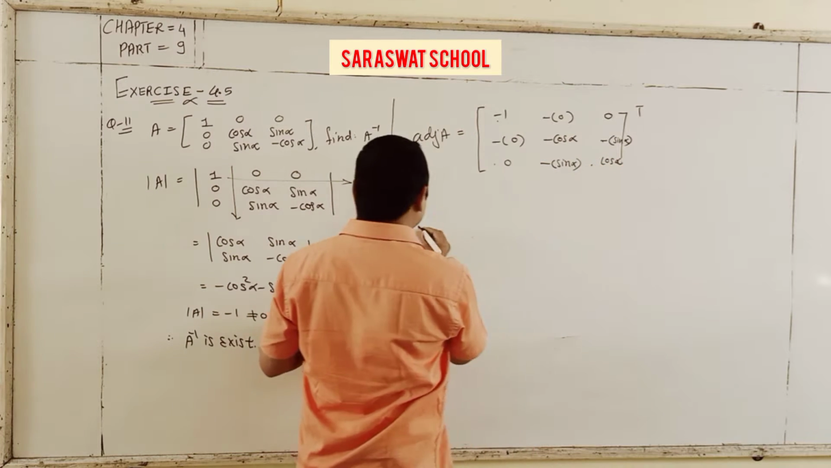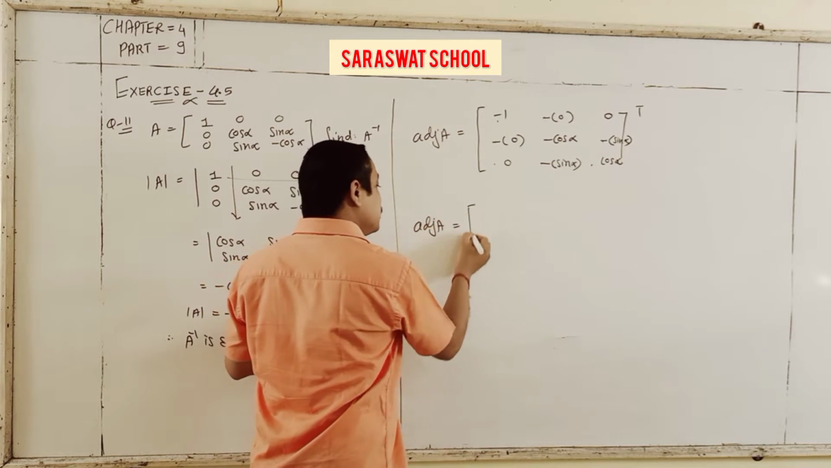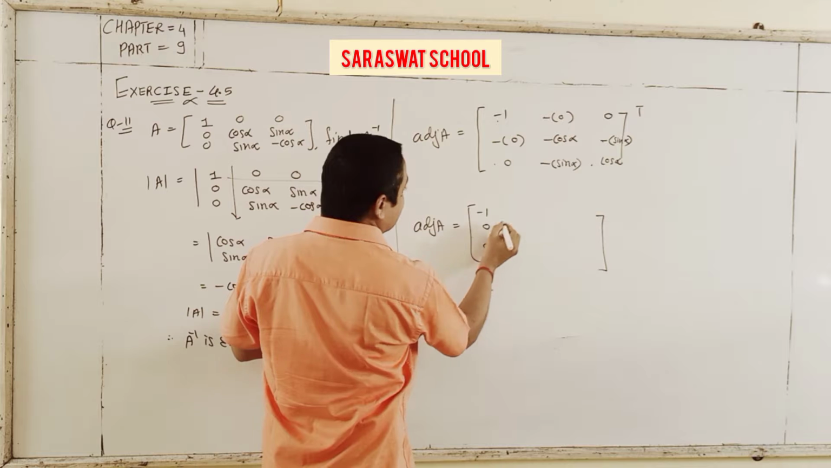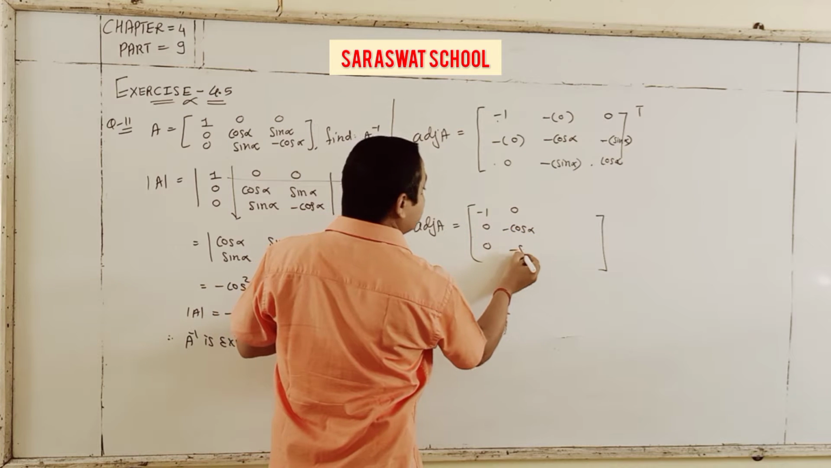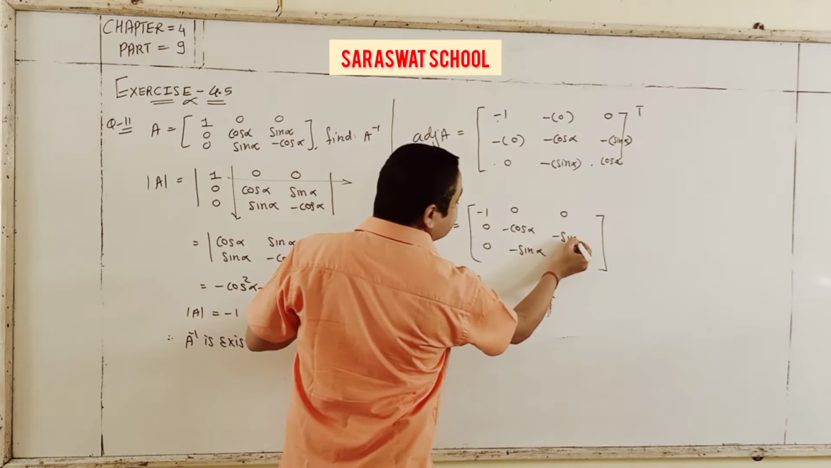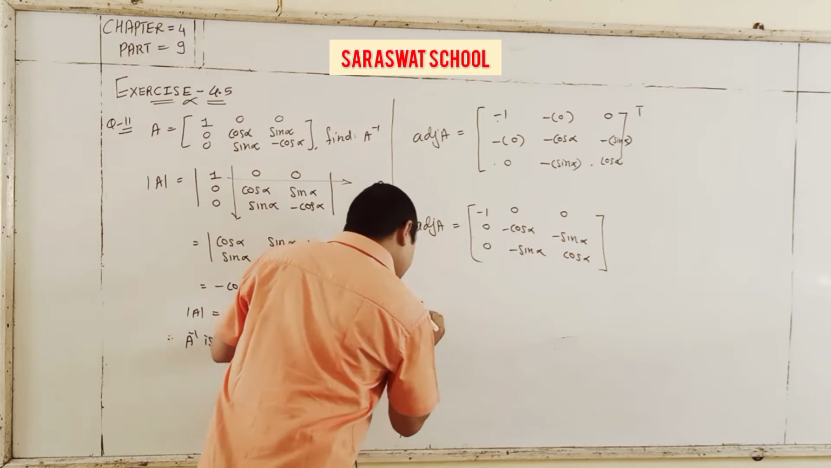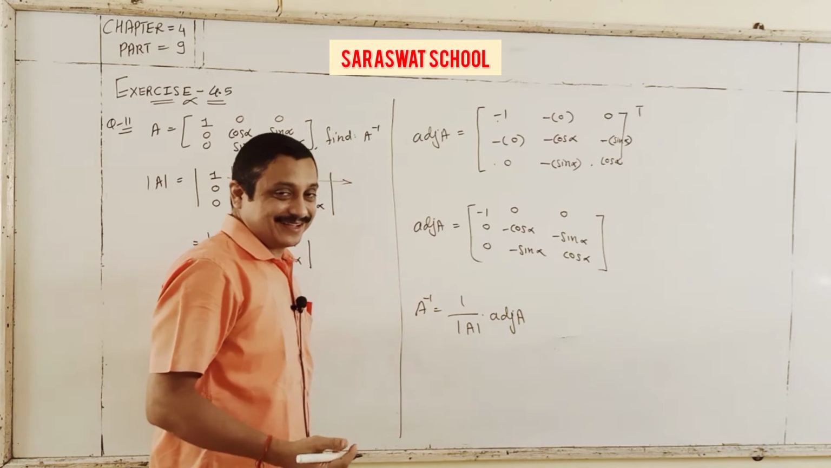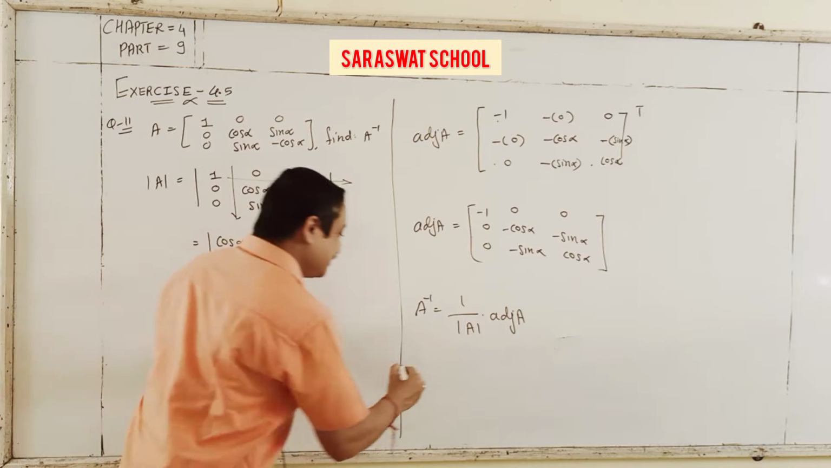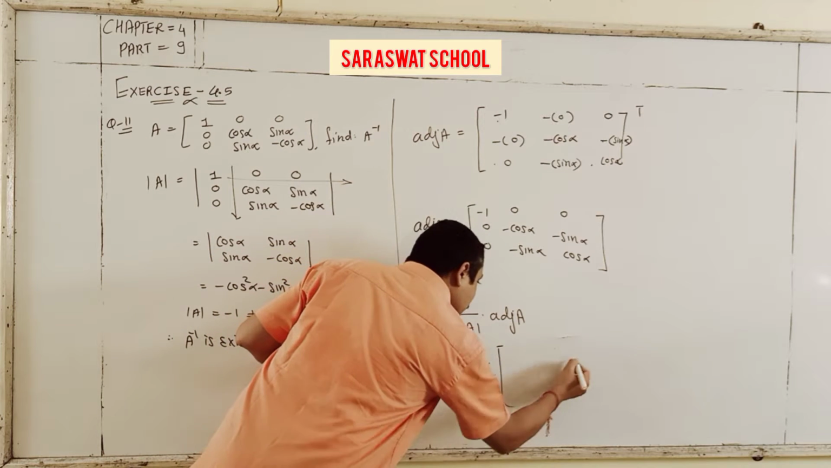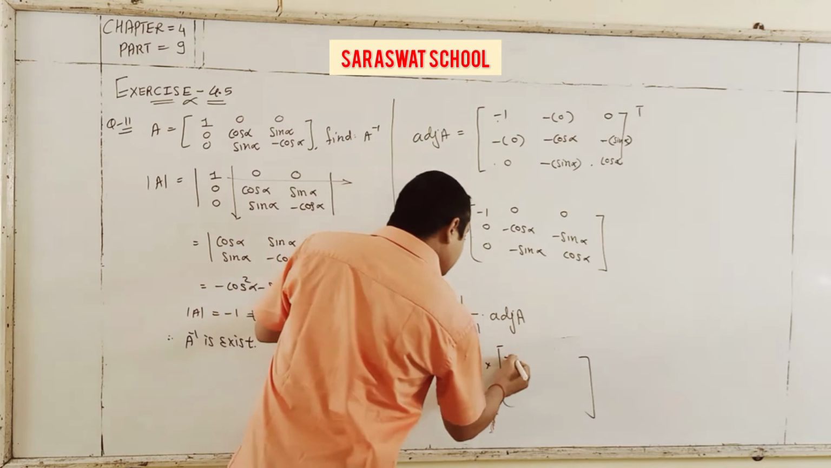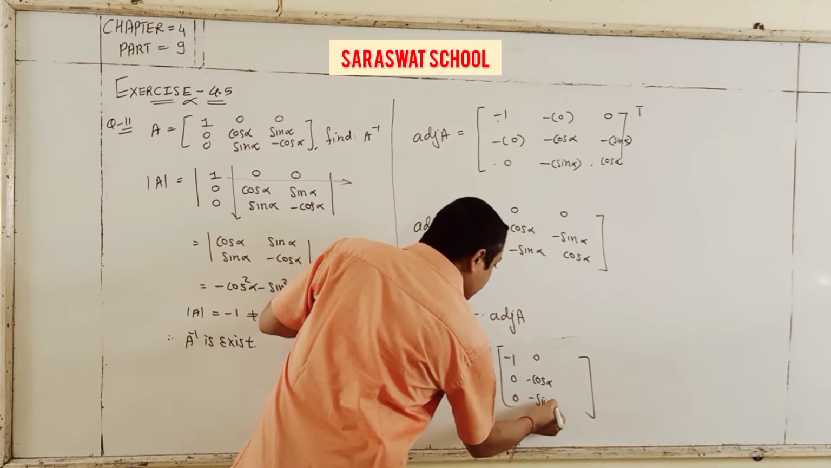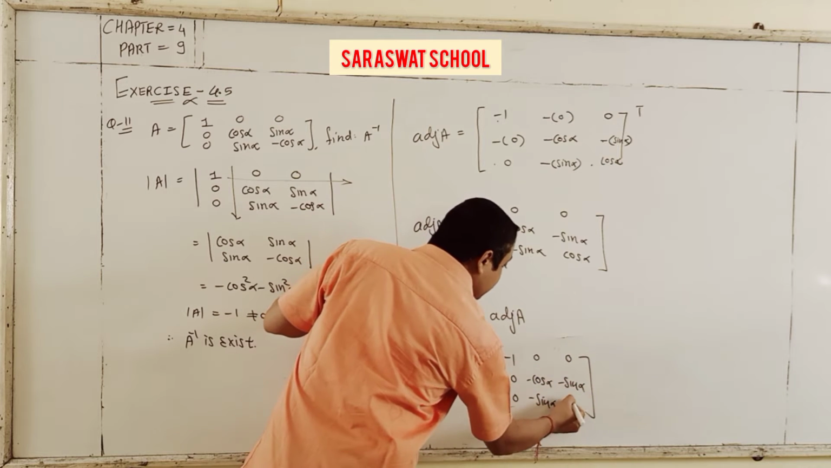And students, by taking the transpose you get your adjoint part: minus 1, 0, 0; 0, minus cos alpha, minus sin alpha; 0, minus sin alpha, cos alpha. So my target is achieved: A inverse is 1 upon determinant A into adjoint of A. Determinant A you already know is minus 1, so 1 by minus 1, times adjoint A, which is minus 1, 0, 0; 0, minus cos alpha, minus sin alpha; 0, minus sin alpha, cos alpha.